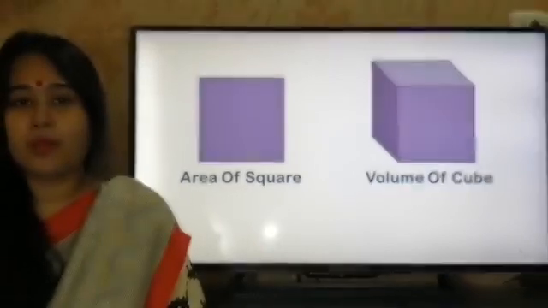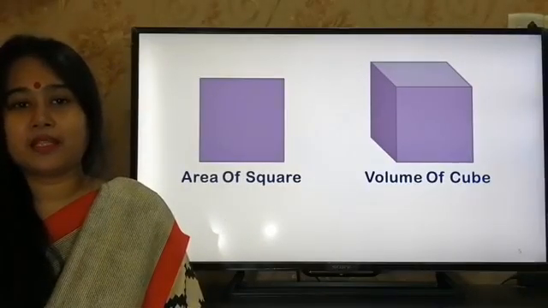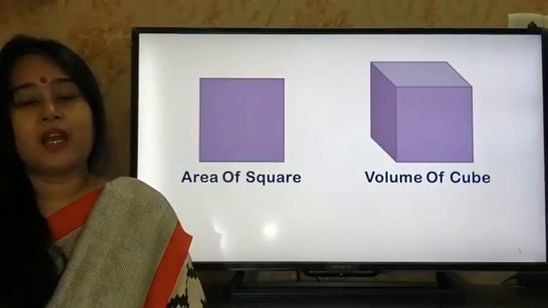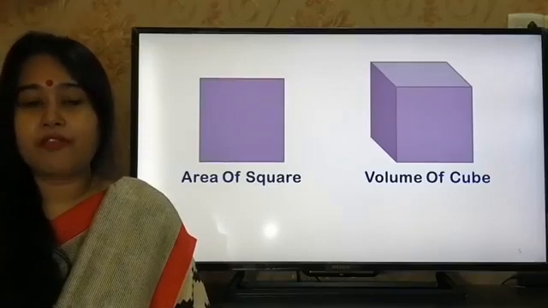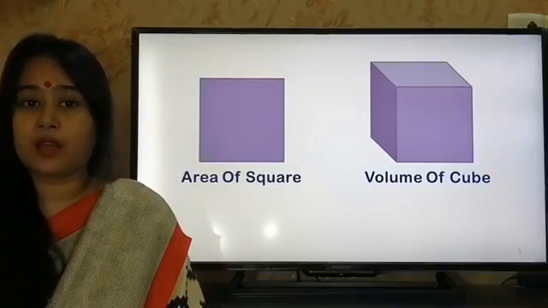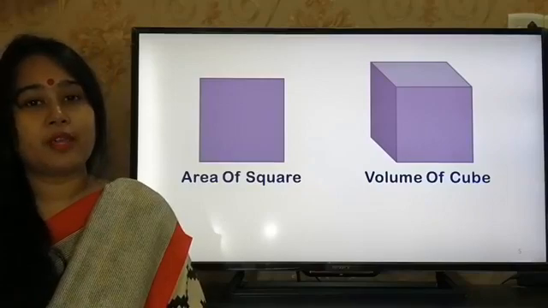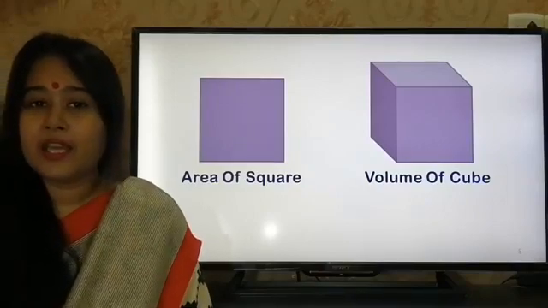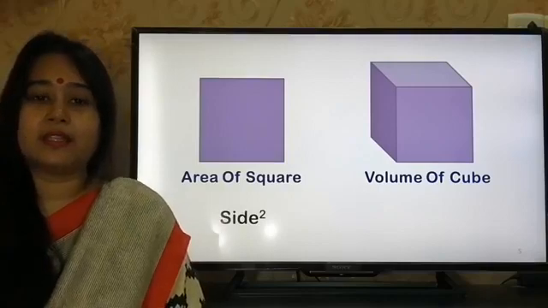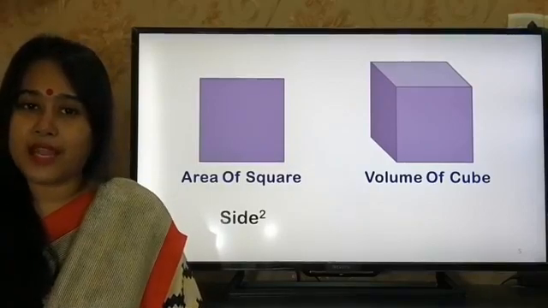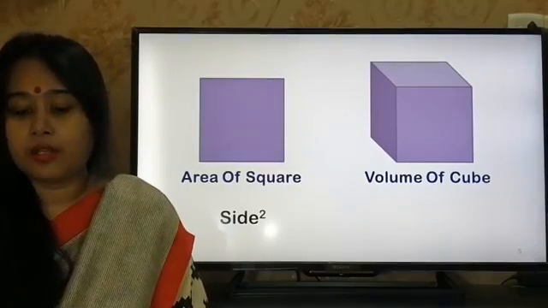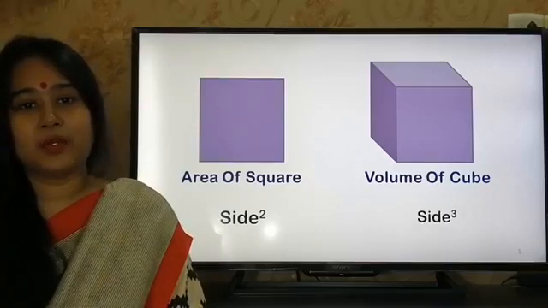You can see a picture. What is this picture? I know you know very well, this is a square. And what is this picture? It is a cube. Okay. So if I ask you what is the area of a square or what is the volume of a cube, I know you know the answer. That is, area of a square is side square and volume of a cube is side cube.